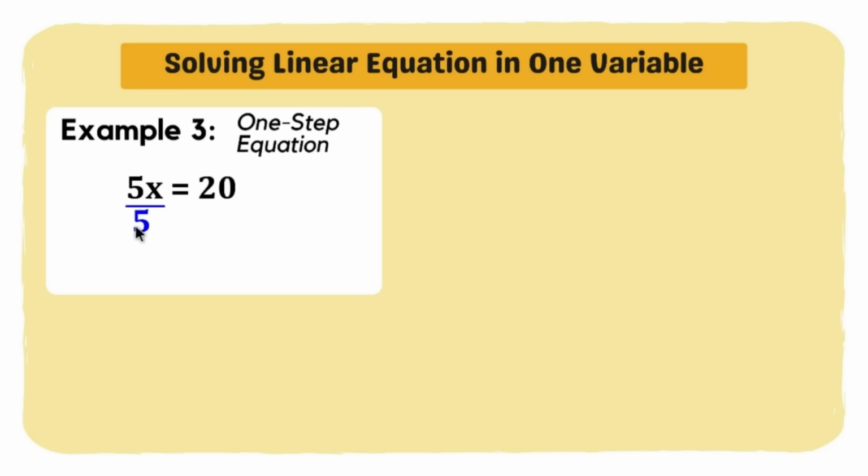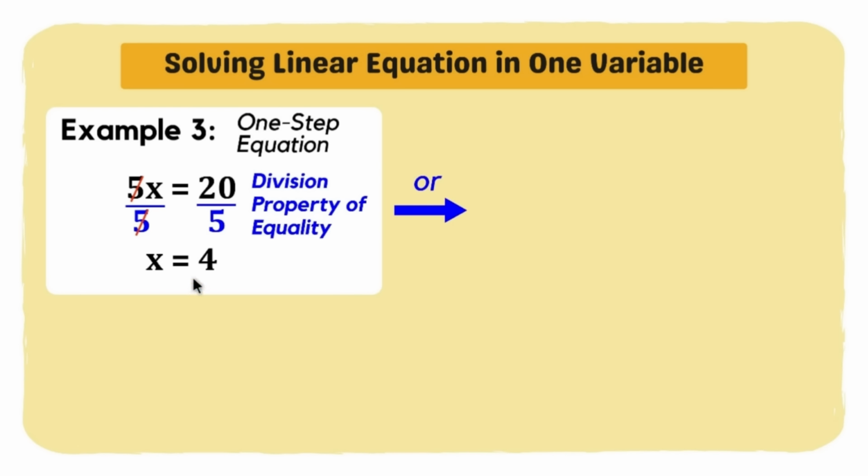Okay, 5 divided by 5 para maging 1 po siya, at ang maiiwan na lang is yung x natin. And then sa kabilang side, kung nag-divide tayo ng 5 dito sa left side, magdi-divide din tayo dito. So, 20 divided by 5 is 4. Yun na po yung division property of equality. Okay, so the answer is x is equal to 4.